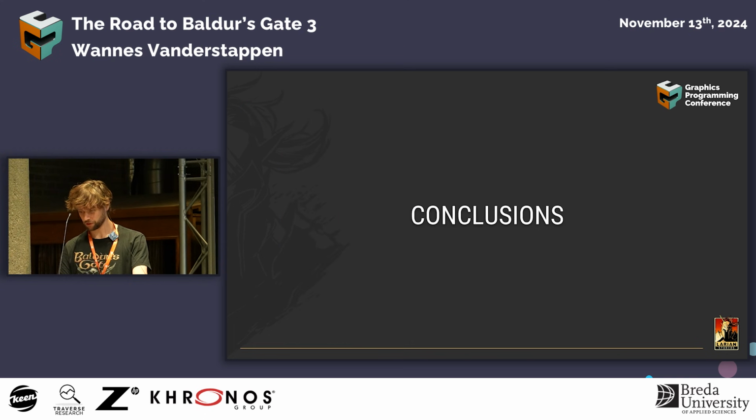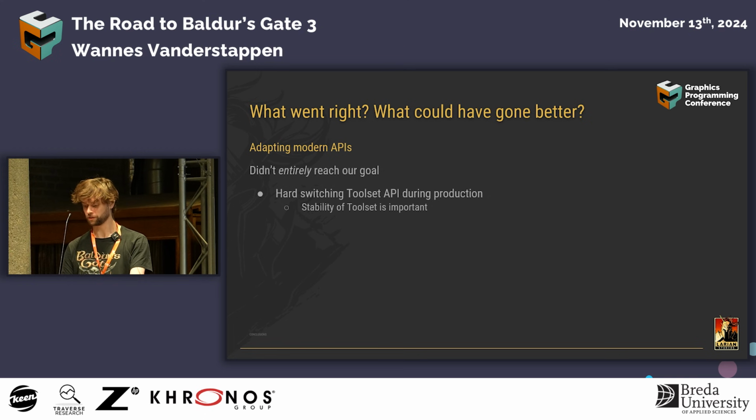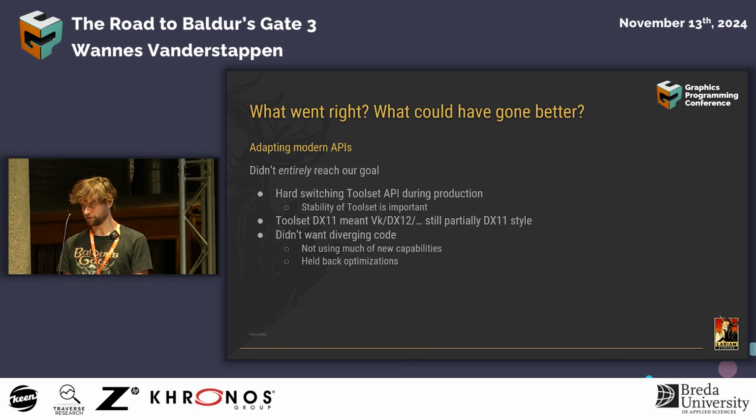So what are our conclusions? What went right and what could have gone better? Well, adapting of the modern APIs. We didn't entirely reach our goal. It was very hard to switch the toolset API during production. Stability of the toolset is very important. The toolset in DirectX 11 meant that Vulkan and DirectX 12 were still partially DirectX 11 style. We didn't want diverging code, so we couldn't use much of the new capabilities, and this also held back some optimizations.